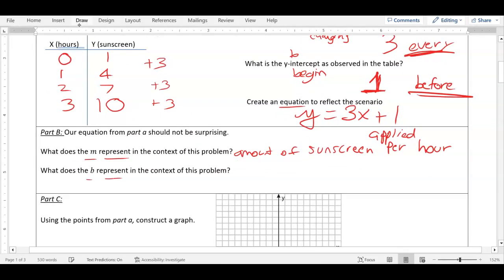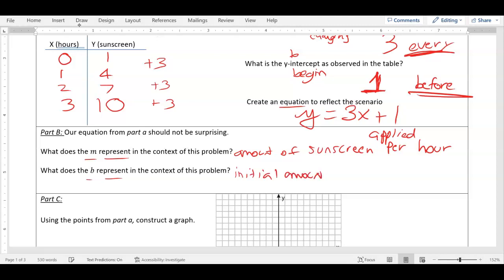And what does the b represent? Well, we always say b stands for the beginning or the initial value. Okay, the initial amount of sunscreen applied.